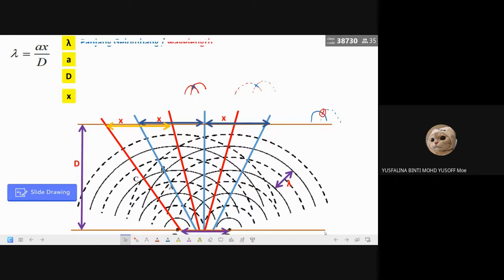So for example, this one is crest to crest. We call it one lambda, one wavelength. Or you can take from here to here. Any part of the wave that you can measure the wavelength, whether it's crest to crest or trough to trough, that is the wavelength. And then another one is A. A is the distance here, the distance between two sources of water wave. So this is A.